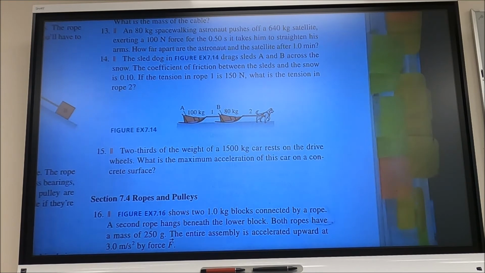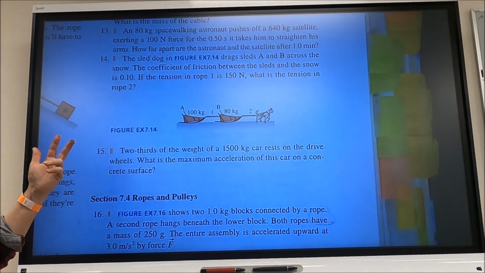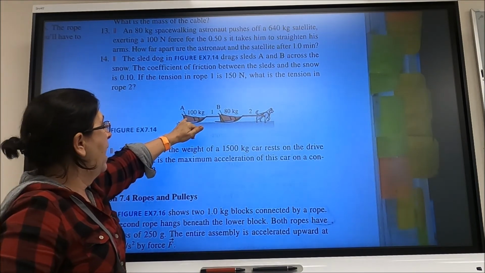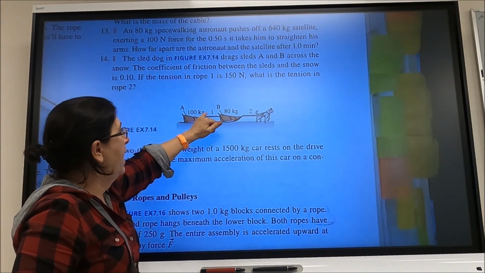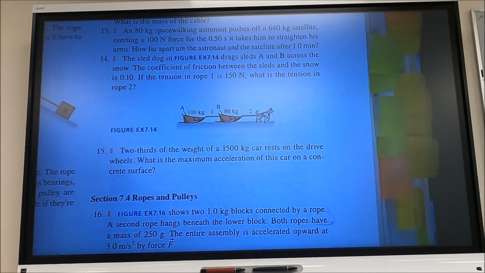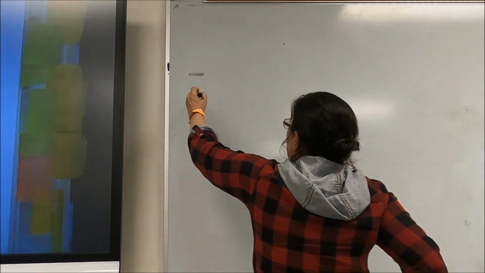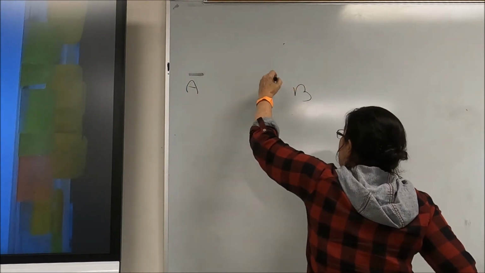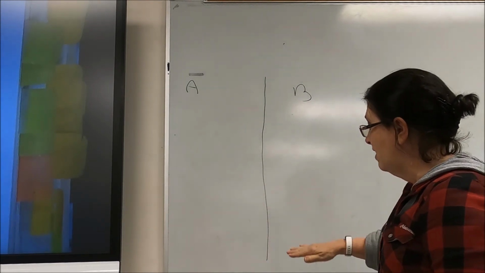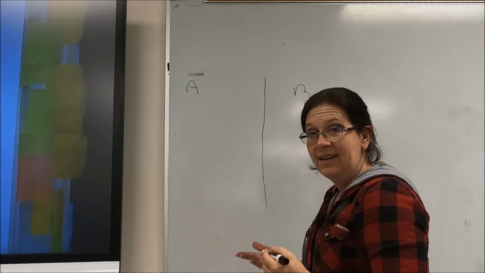So, we're going to assume that we have massless ropes. We don't have any pulleys to worry about here. So I'm going to have two objects, sled A and sled B. The dog is outside of what I'm considering my system. Okay? So let's start doing some free body diagrams. A, B. Now you'll see when you look at the problems that I'm giving you, I usually split that page in half, at least halfway down.